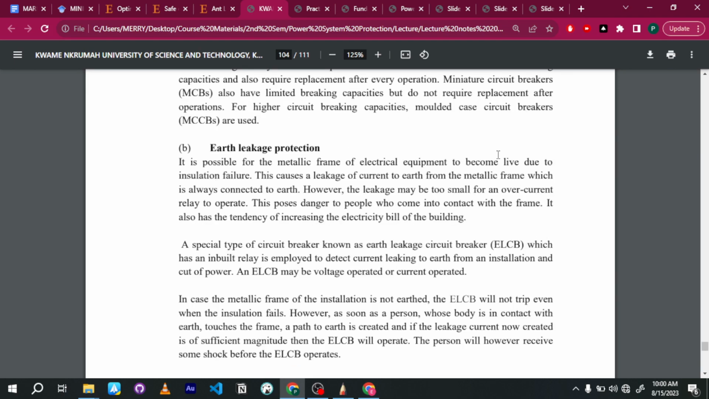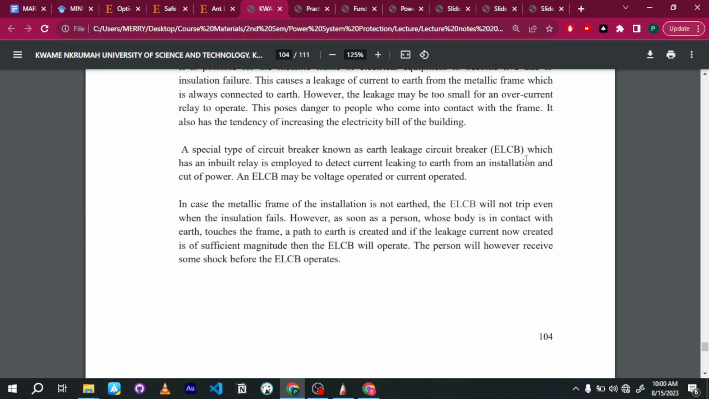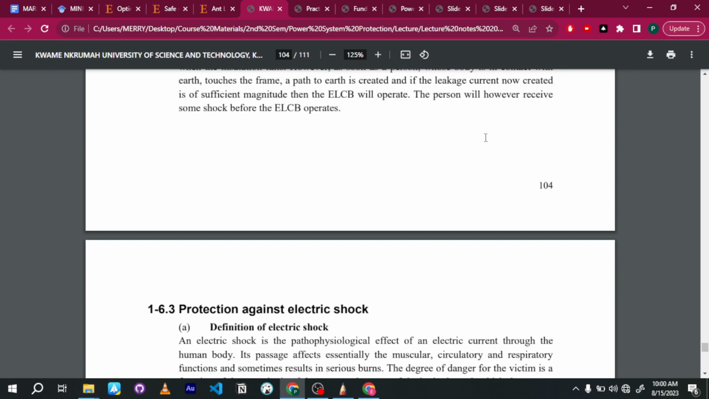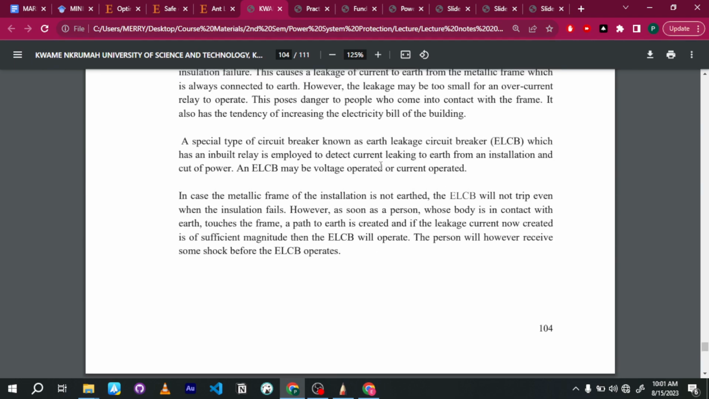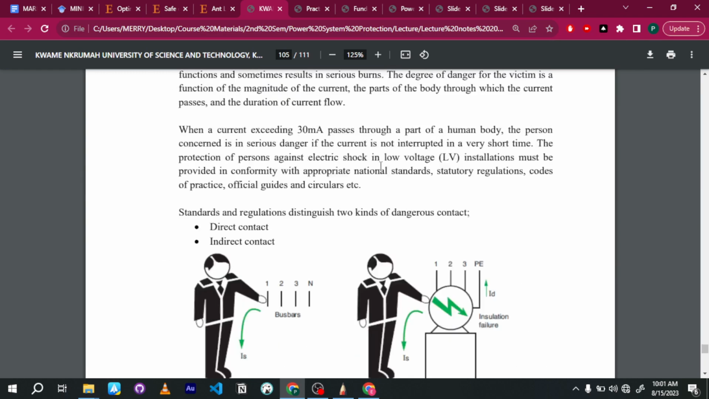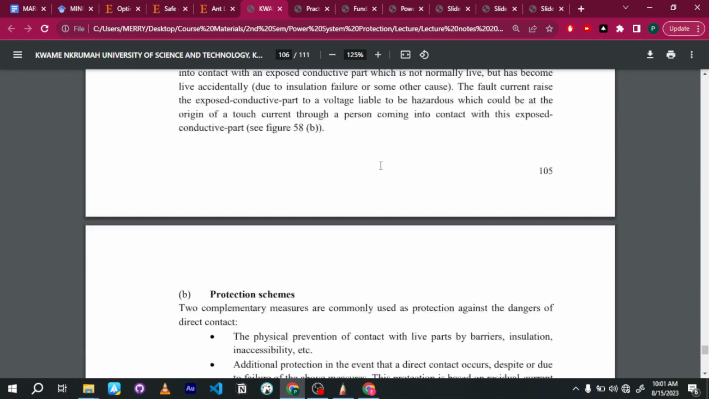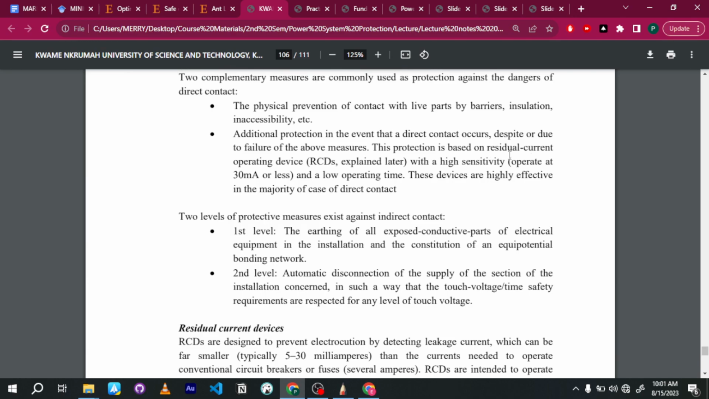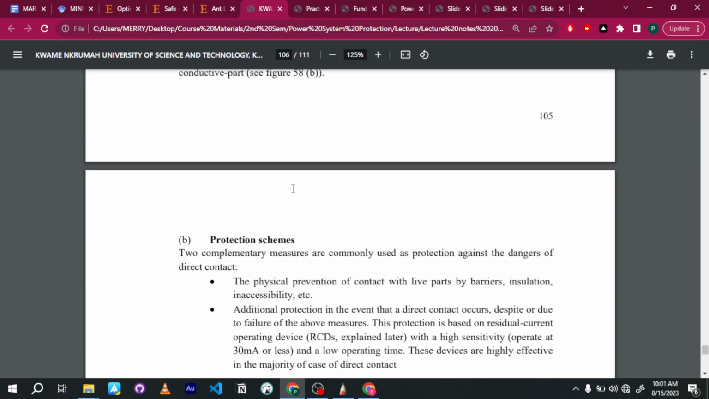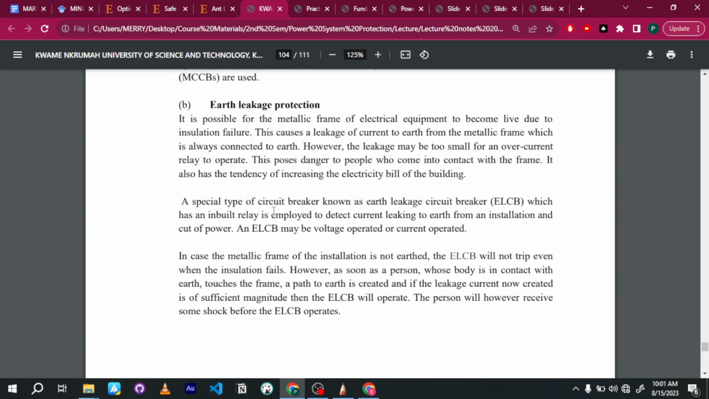Now, earth leakage protection. So it is possible for the metallic frame to be live due to insulation failure. So you use something like an ELCB or RCD, right? Earth leakage circuit breaker or residual current device. You use either of them, right?